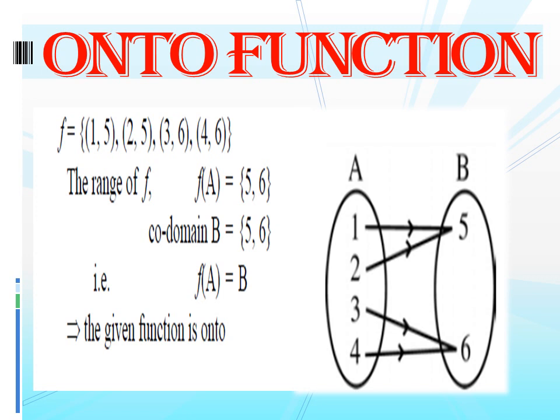That is, the range is equal to the codomain. What is the condition? Range must be equal to codomain. Then the function is called onto function. f is equal to 1, 5 and 2, 5, 3, 6, 4, 6. The range of f of A is equal to 5, 6, which is equal to B. Codomain 5, 6. Then f of A is equal to B. The given function is onto. The condition for onto function is that the range of f is equal to codomain.